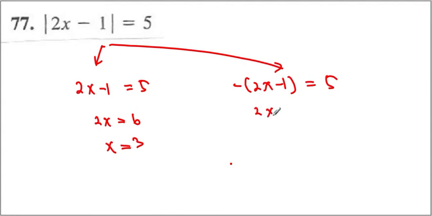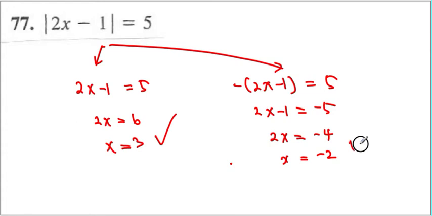Here, then 2x minus 1 would have been equal to negative 5. By adding 1, we get 2x will be equal to negative 4. Hence, x equals negative 2. If you plug in 3, then 2 times 3, which is equal to 6, minus 1 becomes 5. So that's okay. When you plug in negative 2, then negative 2 times 2 becomes negative 4. Minus 1 becomes negative 5. But because of the absolute value, it will become 5. So both of them work. They were the correct answers.